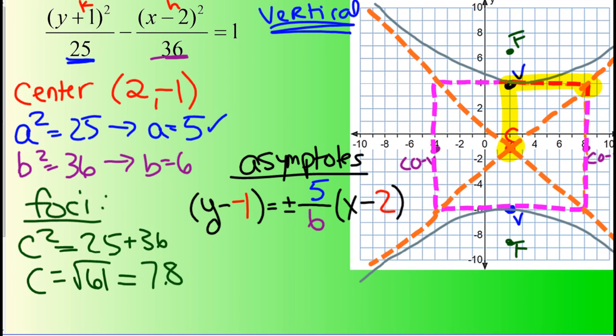Fantastic. I cannot wait for example 3, probably because the center is (0, 0) and it'll be nice and easy.